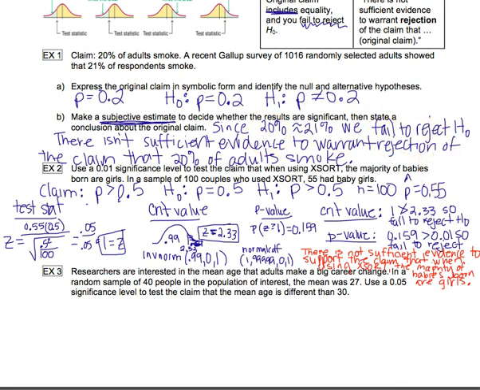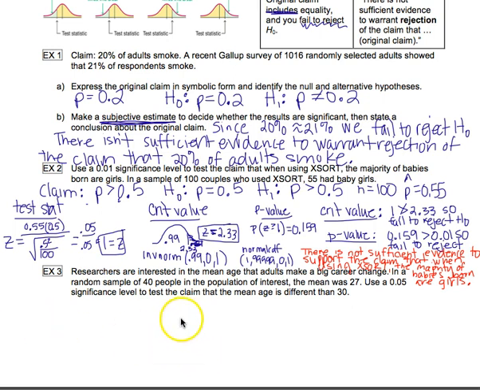Okay. Last one, example 3. Researchers are interested in the mean age that adults make a big career change. In a random sample of 40 people in the population of interest, the mean was 27. Use a 0.05 significance level to test the claim that the mean age is different than 30.